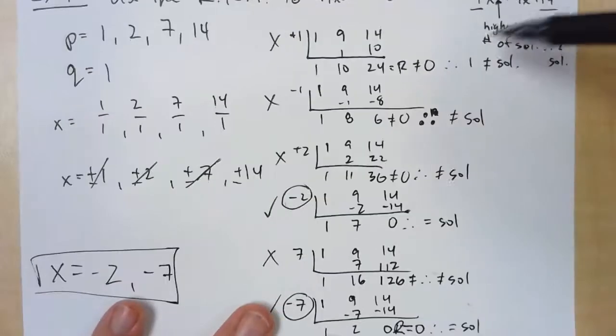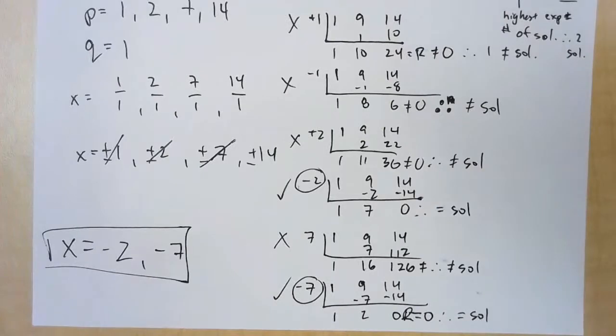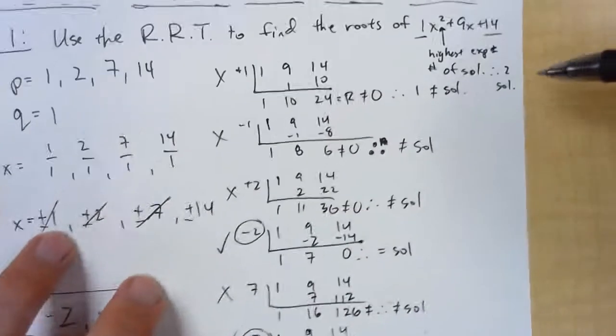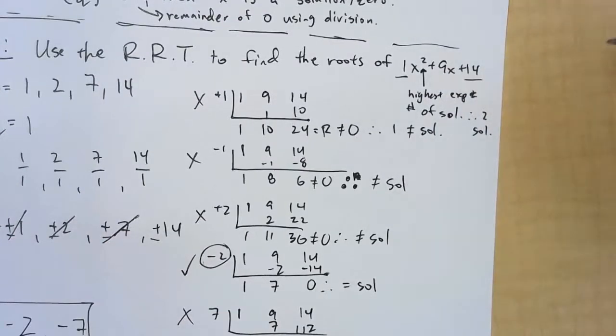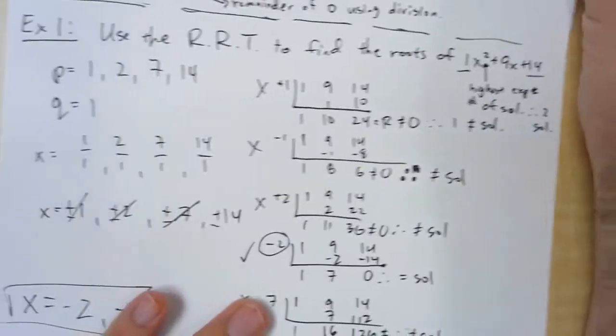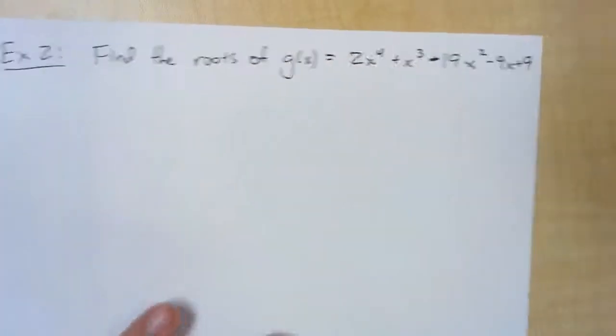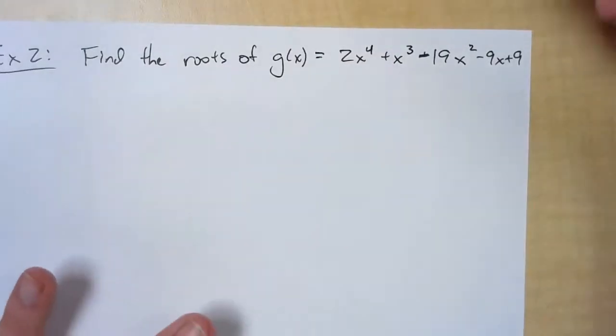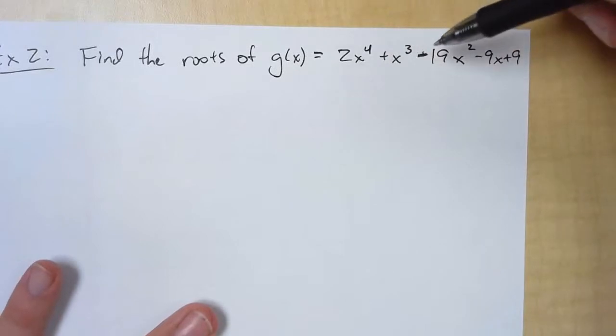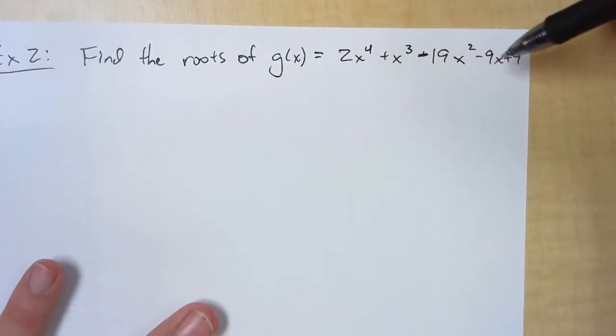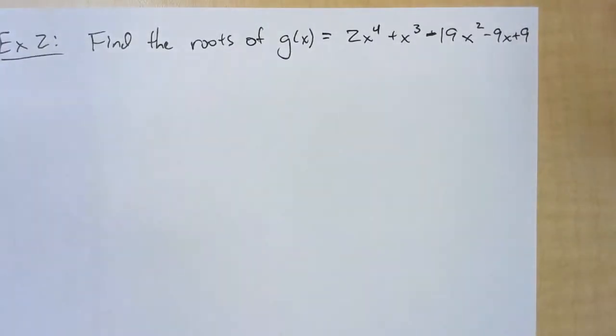Okay, so this is kind of a basic one. This is a quadratic. This is not so important that we need to do this, because other ways of doing this include we could factor this. We could plug this in the quadratic formula. We have other methods in order to try. However, when you get to something that kind of looks like this, so find the roots of g of x equals 2x to the 4th plus x to the 3rd minus 19x squared minus 9x plus 9, there is a little bit more to this.